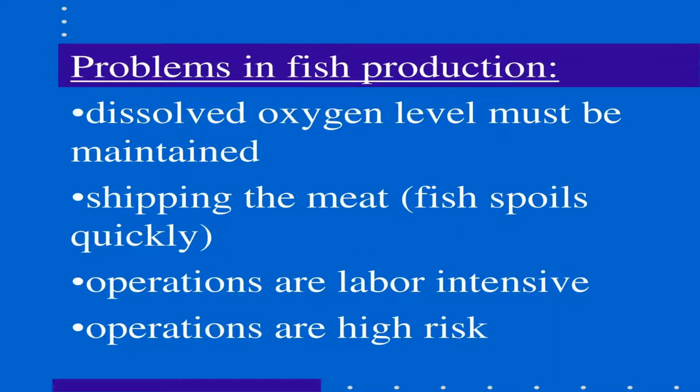Now, problems in fish production. Everything has some advantages as well as disadvantages. So friends, here are also some problems in fish farming. What are those problems? See, dissolved oxygen level must be maintained. The farmer at the time of fish farming should maintain the dissolved oxygen level. And shipping of meat can be done within the time period as fish spoils quickly, so shipping of the meat can be done in the desired time period. Operations are labor intensive. More labor is required here. Operations are high risk.